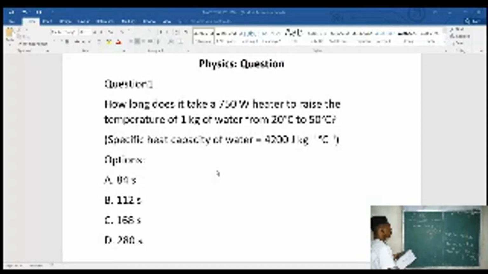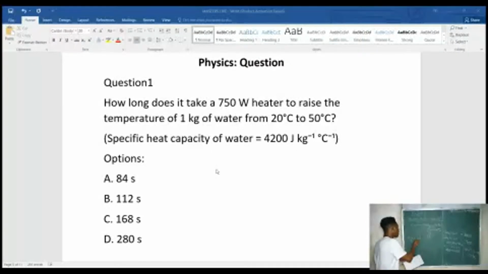This heater is inserted into the water. That means that heat lost by heater is heat gained by water. Heat lost by heater is in terms of IVT, which is power times time. Heat gained by water is in form of MC delta theta.